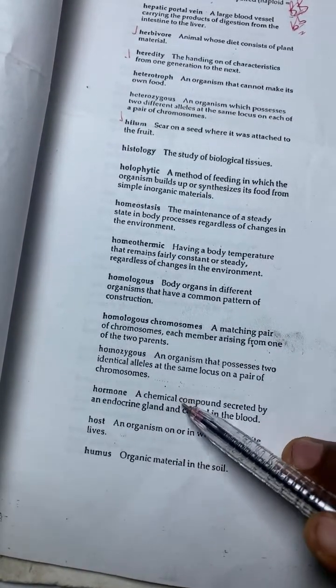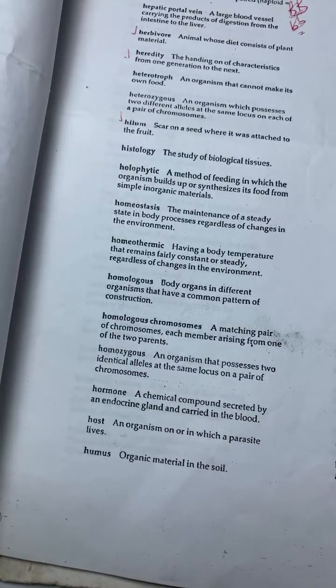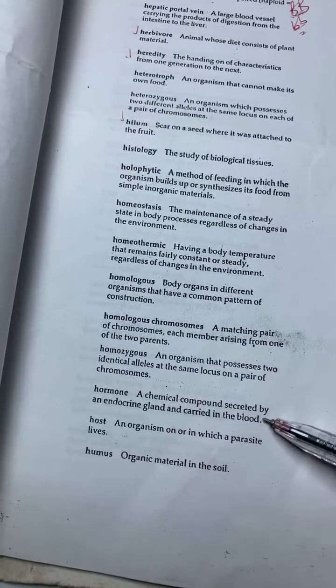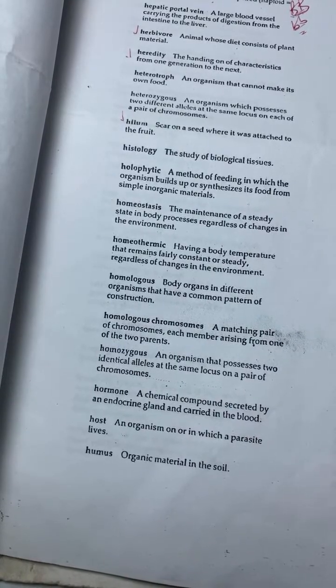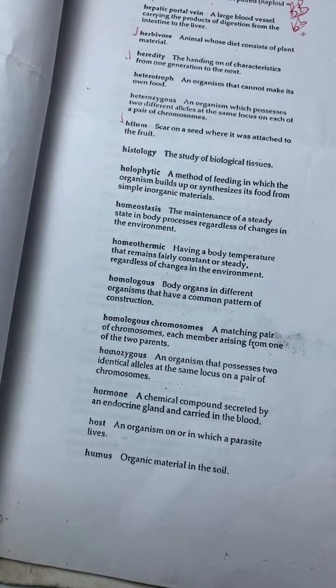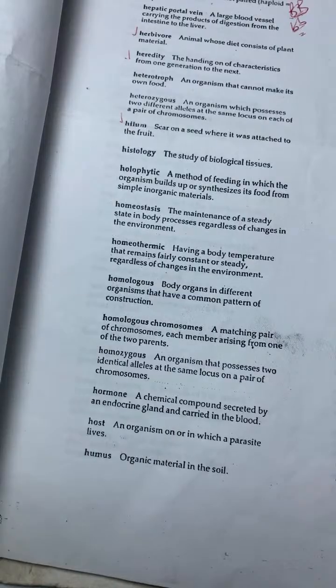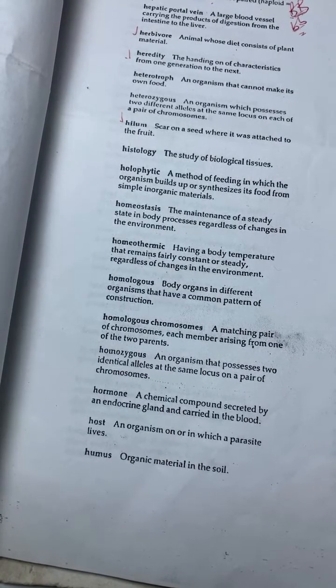We have a hormone. A hormone is a chemical compound secreted by an endocrine gland and carried in the body. Hormones are not secreted by exocrine glands, but only what? Endocrine. Are we there now? In this scenario, those hormones that enter the blood vessel are called what? Endocrine hormones. Are we together now?